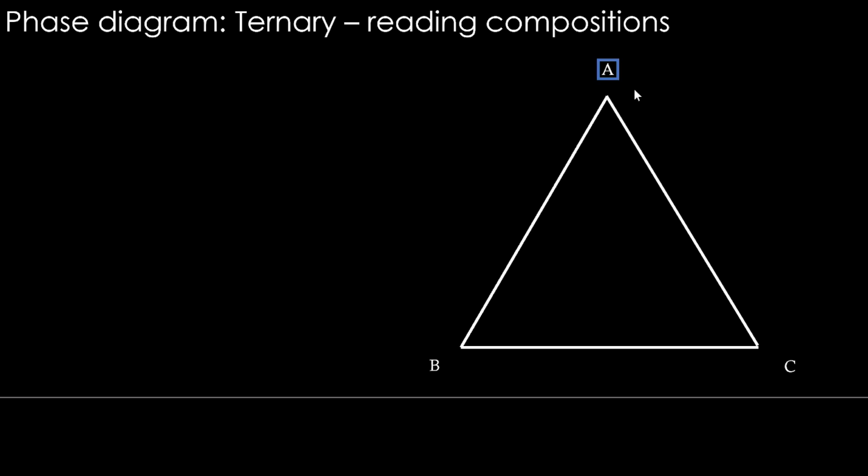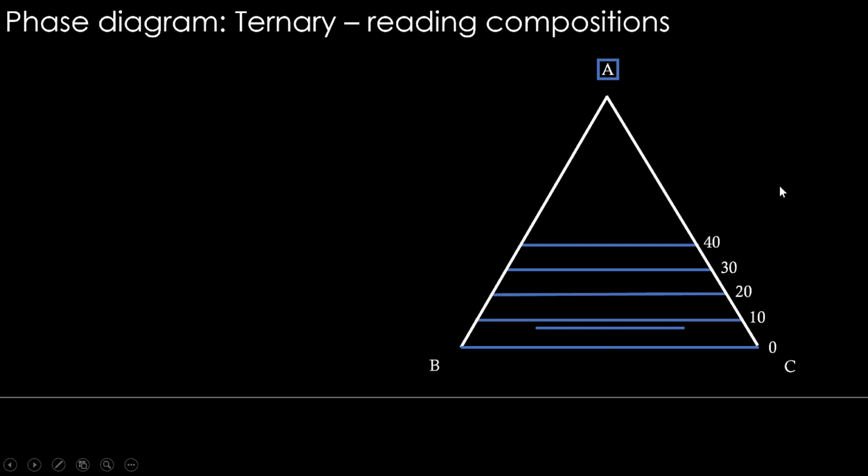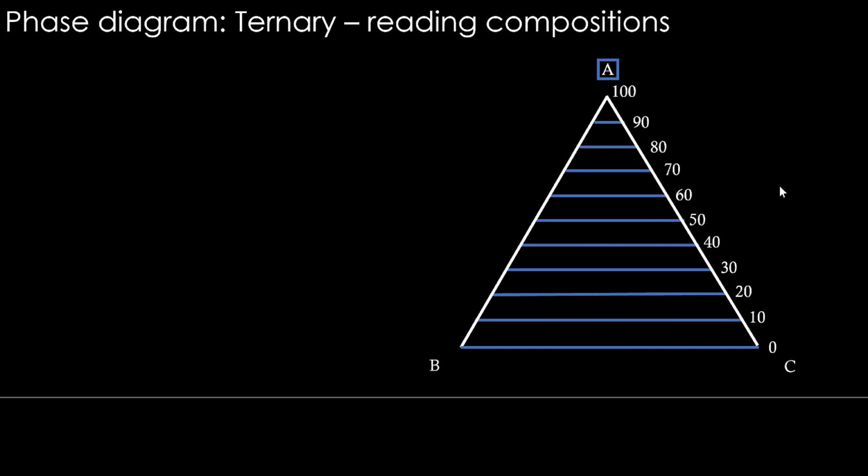What is the content of A? Take this line. This line has A content 0, meaning it is only BC. We just saw that. Now this is going to be 10% of A, and this is going to be 20% of A, and so on. So we start with a line parallel to BC, and all the lines that are parallel to BC are going to represent the A content. So this is 40%, 50%, and so on. All these lines are telling about the A content.